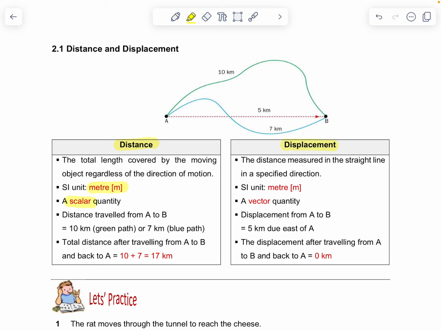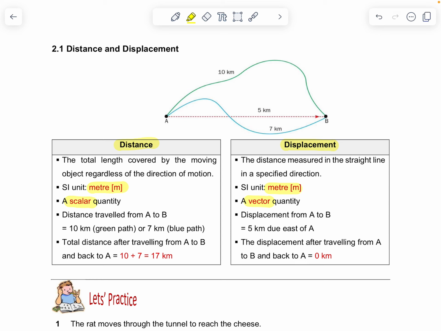For displacement, it is the distance measured in a straight line in a specific direction. So it's like the shortest straight line from point A to point B. The SI unit is meters. It is a vector quantity because it has magnitude and direction.